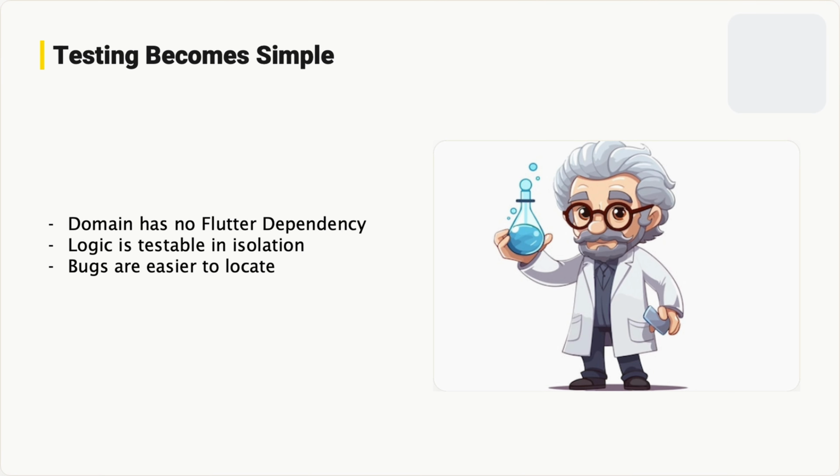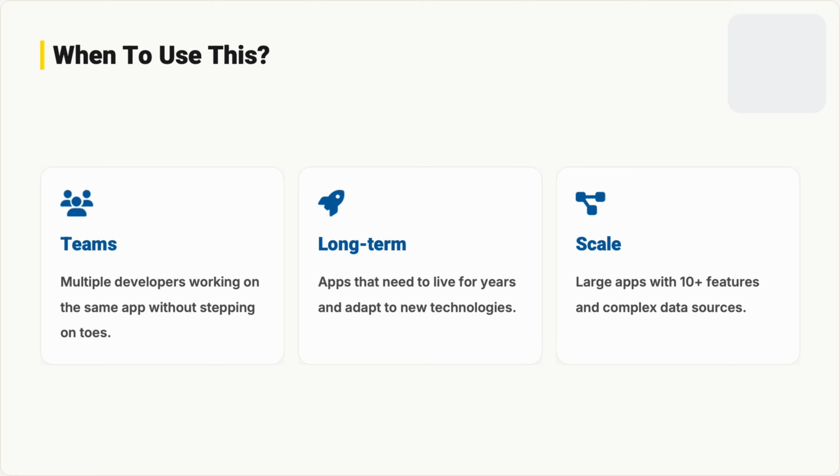When your layers are separated, testing becomes straightforward. The domain has no Flutter dependency, so it can be unit tested easily. Presentation can be tested with widget tests. The data layer can be tested separately. This reduces bugs and makes long-term maintenance simpler. When to use this? You don't need this structure for every tiny app. You need it when your app has multiple features or you have more than one developer and long-term maintainability is important. This is future proofing, not over engineering.